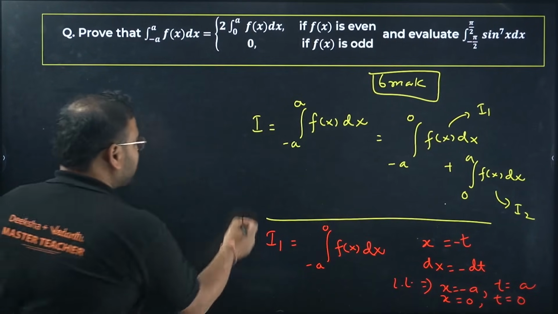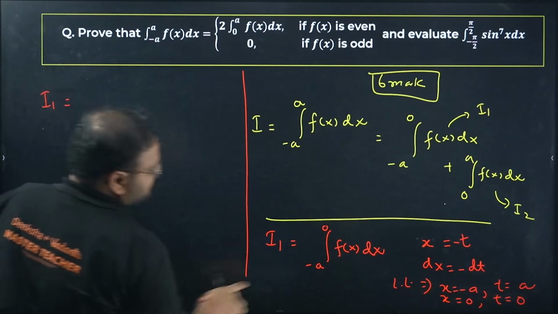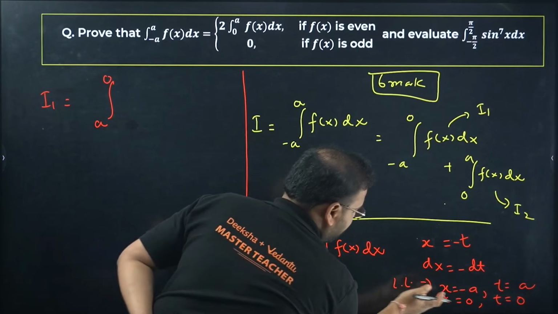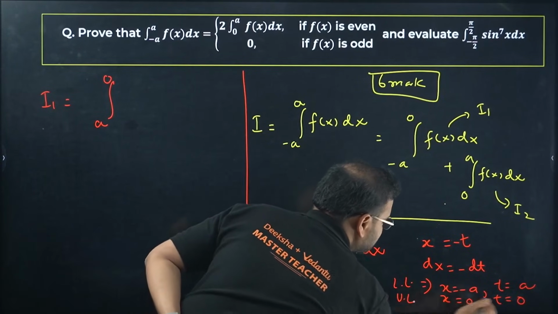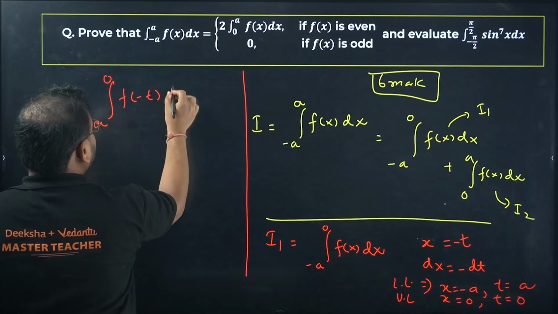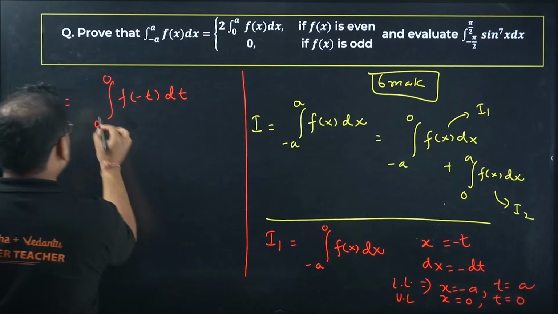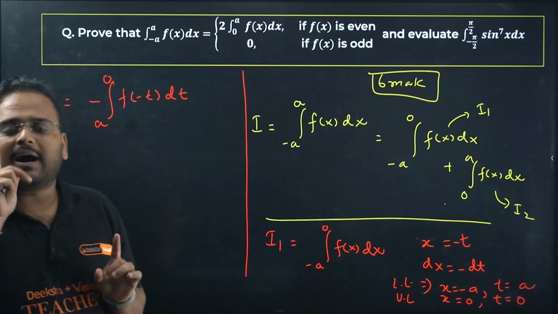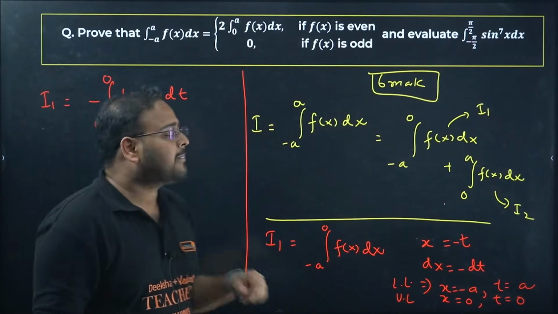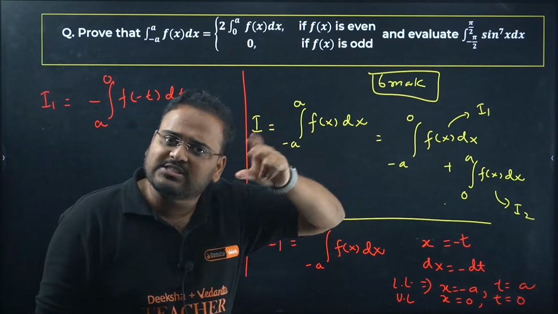Clear? This integration now transforms to this. I1 becomes the integral from a to 0, where the lower limit is a and the upper limit is 0, of f of minus t dt. See here, dx is minus dt, so I'll write this minus sign outside. The first process was to substitute x as minus t, and next is to use the property that a negative sign interchanges the limits.